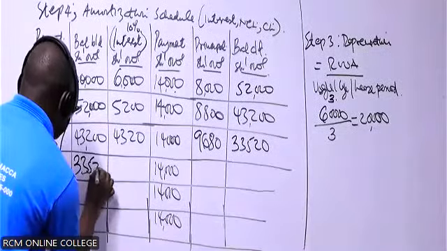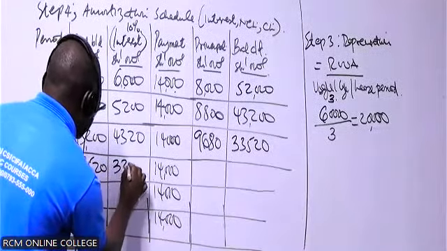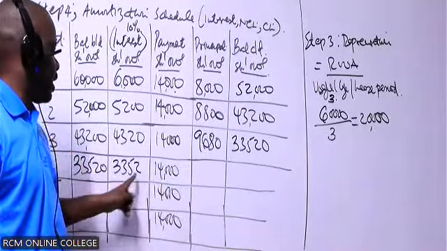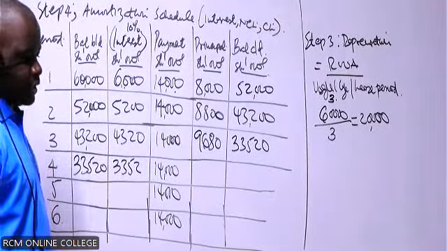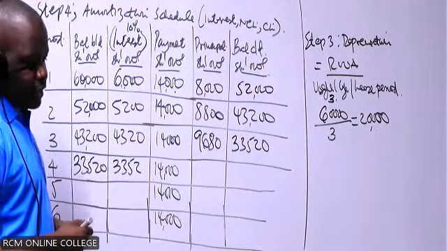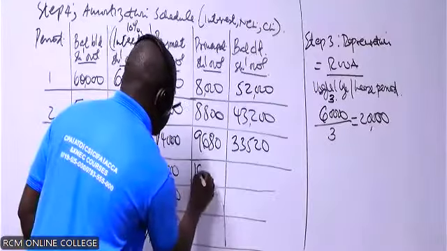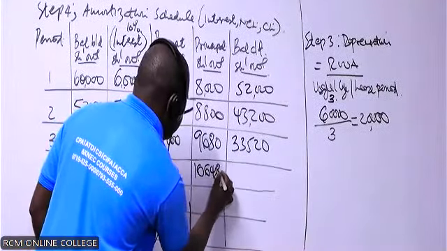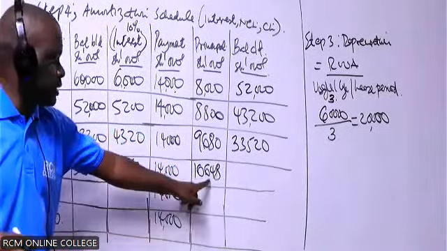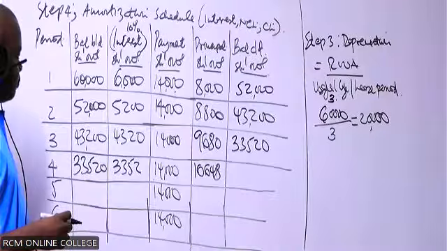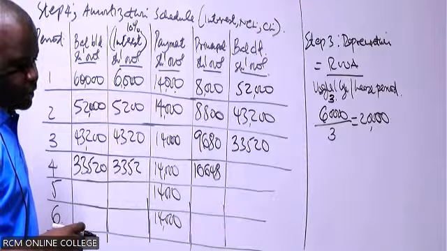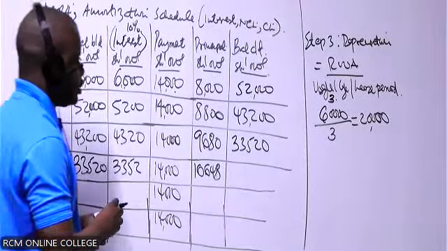33,520. We put on interest, it will be 3,352. So how much of the principal amount are they paying? You take this minus this. How much will you get? 10,648. So how much is remaining as the balance carried down? You need to take this minus this: 33,520 minus 10,648. You're getting 22,872.